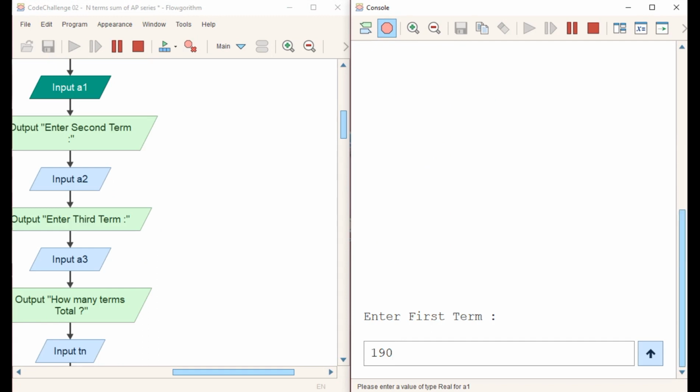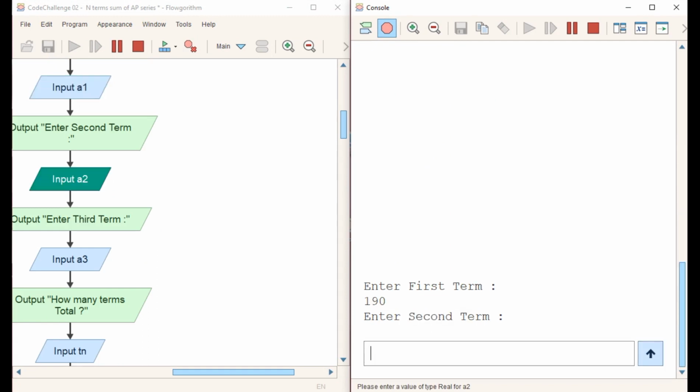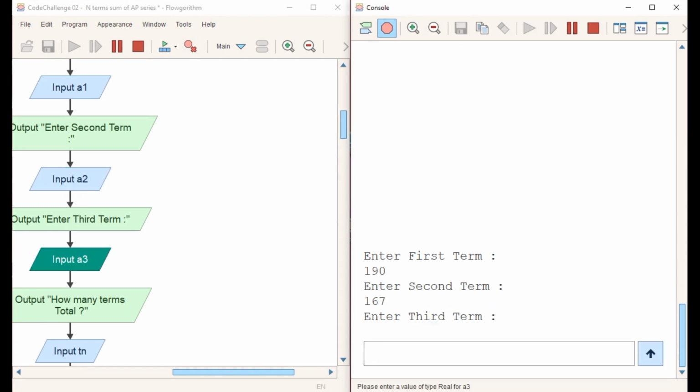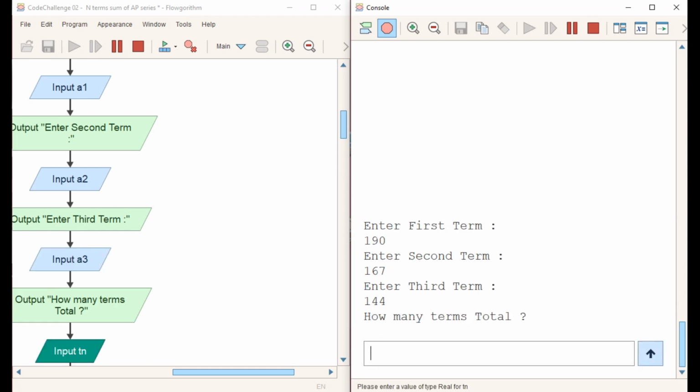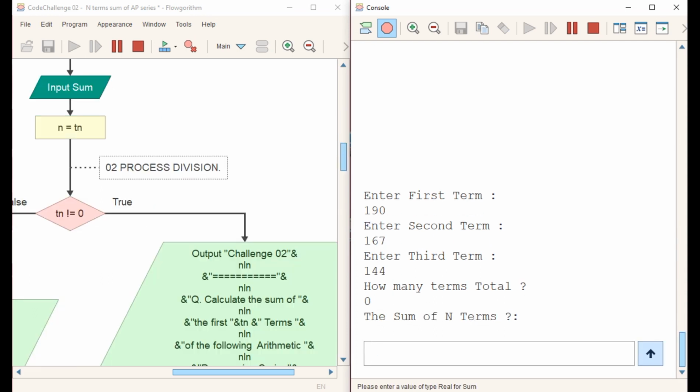From the previous run of the fifth problem, it is clear that the sum of the first 20 terms is minus 570. Now, let us run the fifth problem, entering the three terms 190, 167, 144, which are reduced by a constant number, minus 23. Enter 0 against how many terms total, and minus 570 against the sum of n terms.